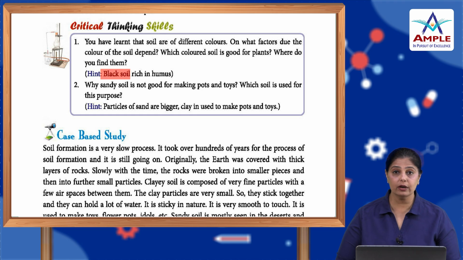So, black soil is rich in humus, which is good for plants. So, you can write about this in detail. Okay. Why is sandy soil not good for making pots and toys? Which soil is used for this purpose?